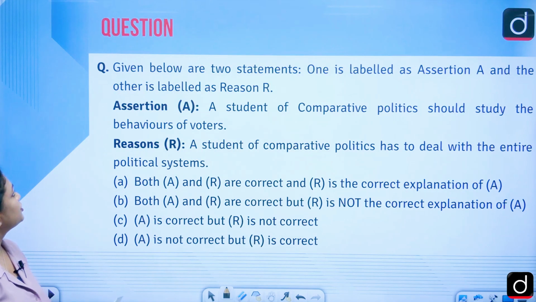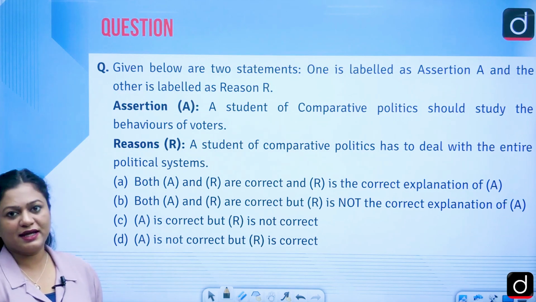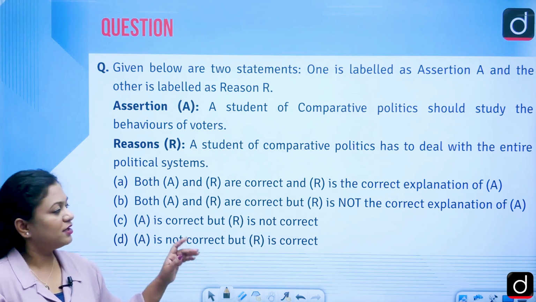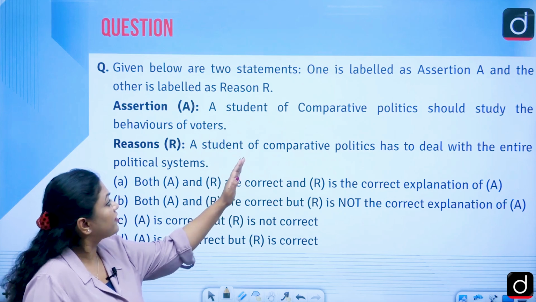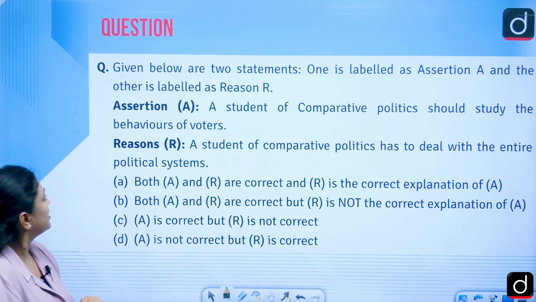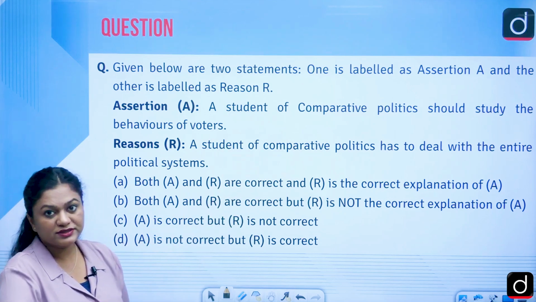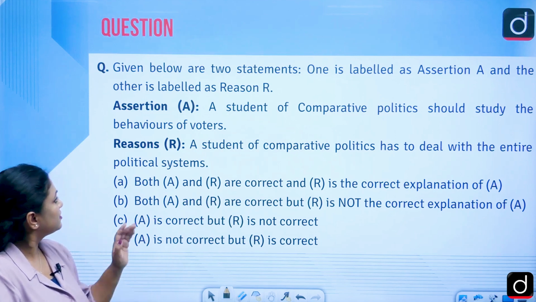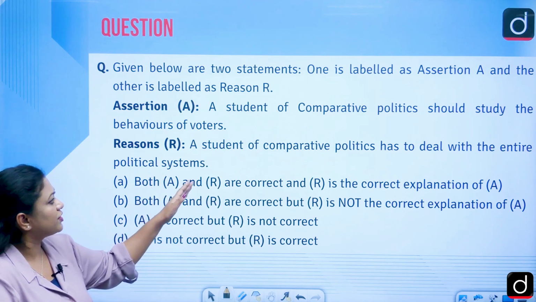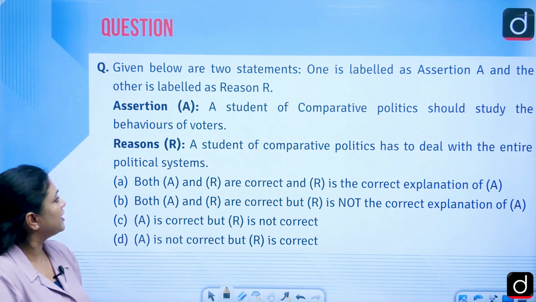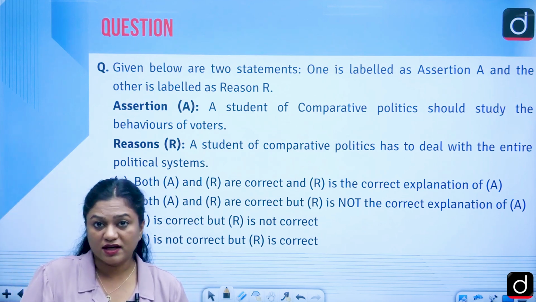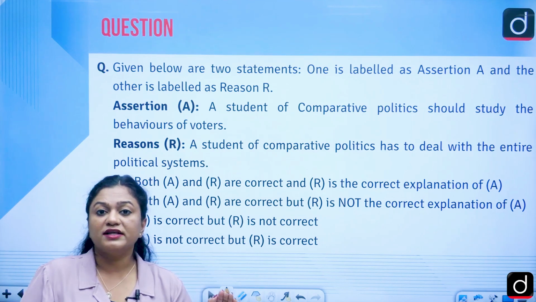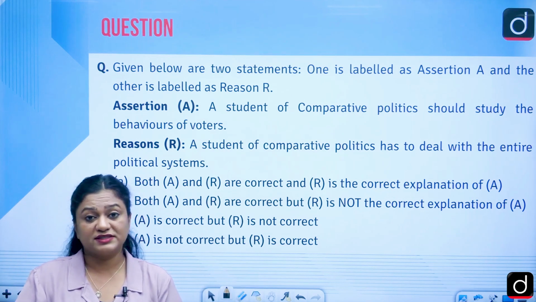Moving to our next question, and this is an assertion and reason. Here, let's read this first, the assertion: a student of comparative politics should study the behaviors of voters. The second, the reason given in this question: a student of comparative politics has to deal with the entire political systems. Both statements are correct, as well as R is the correct explanation of the assertion.